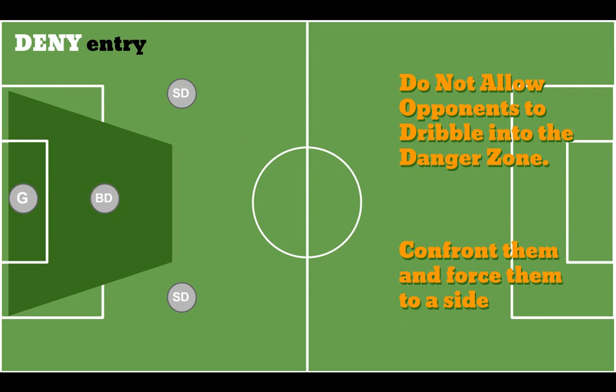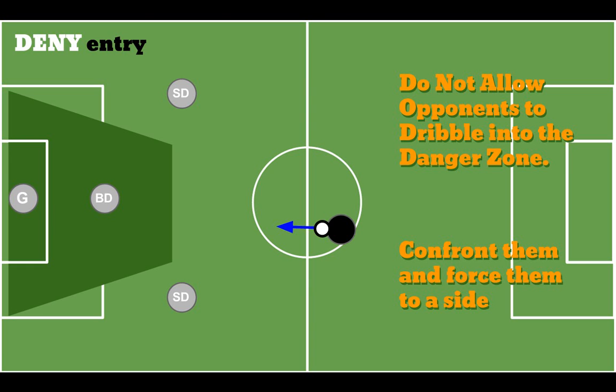We'll start with deny, and deny is about not letting people enter our danger zone. Don't allow an opponent to dribble into the danger zone. So if anyone is crossing the field, like this opponent here, has the ball, is dribbling forward, what do we want to do? Well, we want to confront that person. We don't want to wait for them to come to us. We want to run up and confront them with a specific idea in mind, which is to get them, not necessarily to take the ball from them, which would be great, but at a minimum to get them to move in a direction that we want them to move in. Move them either to the right or to the left until they're moving away from our danger zone.